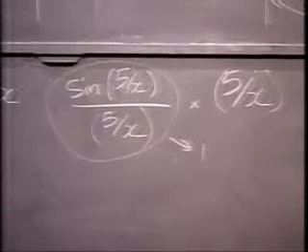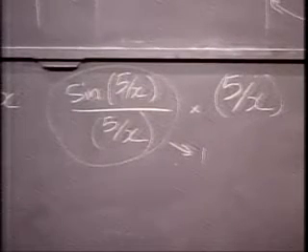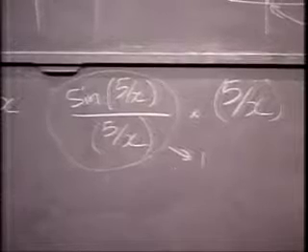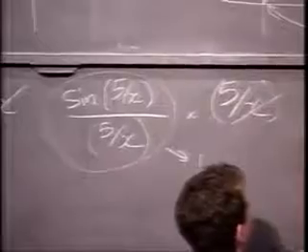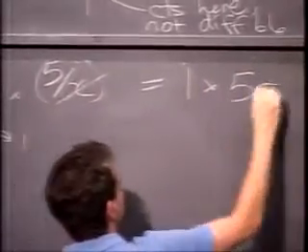Because as x goes to infinity, the quantity 5 over x goes to 0. So that goes to 1, and here, x cancels out the x. So this is 1 times 5, which is 5.